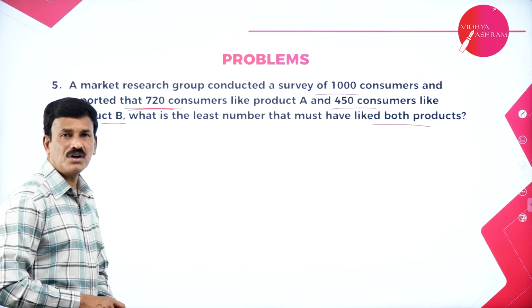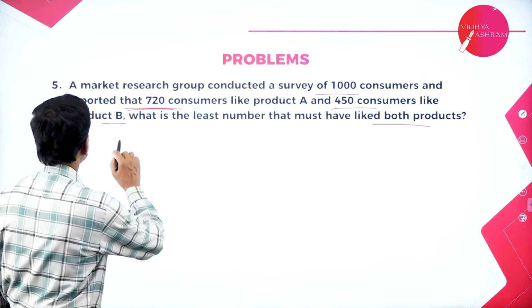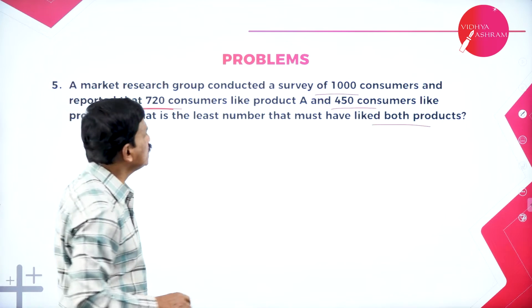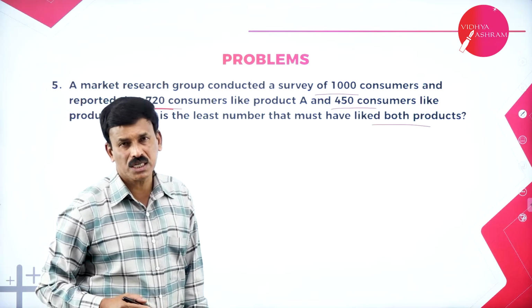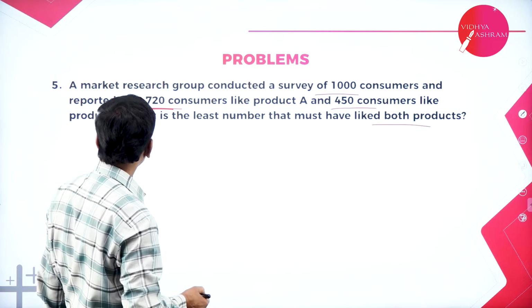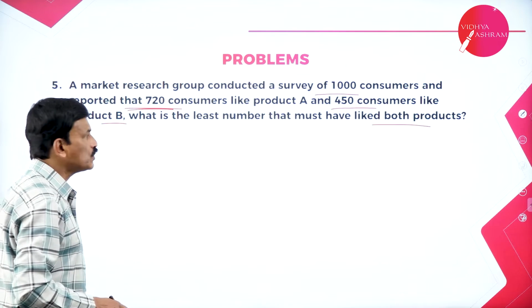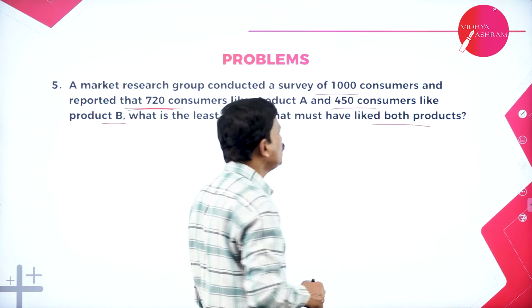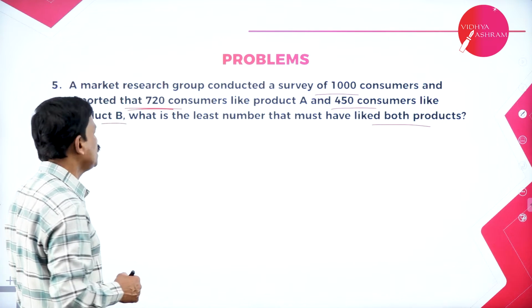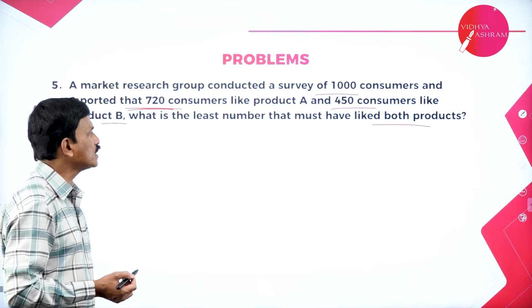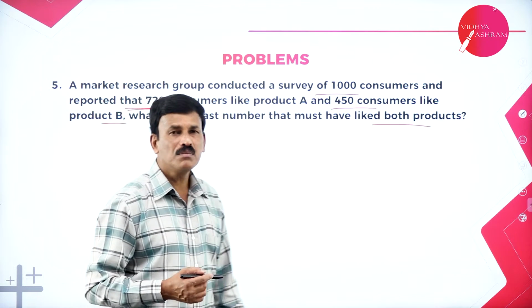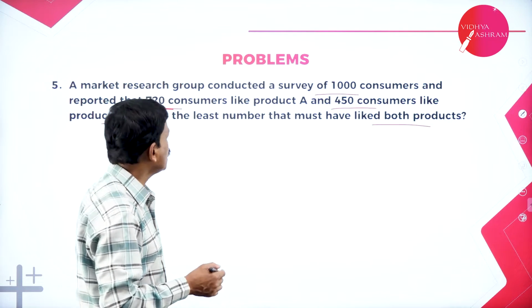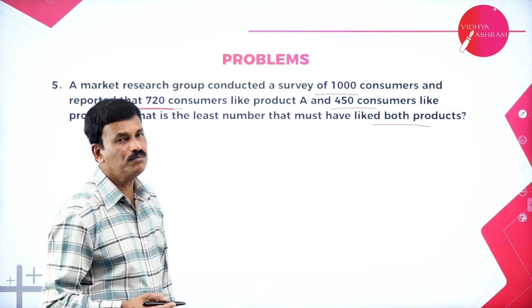So, in a survey regarding the two products A and B, a market research group conducted a survey of 1000 consumers and in that 720 report that they consume a product A and 450 consumers like the product B. What is the least number that must have liked both the products? Okay. So, yes, right away they have given two products A and B.